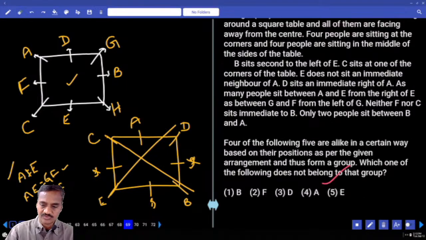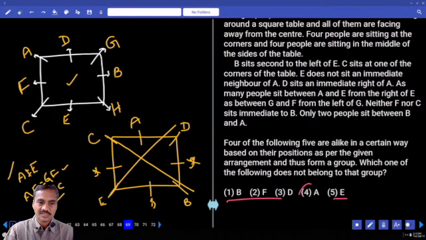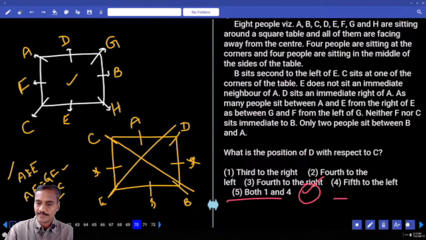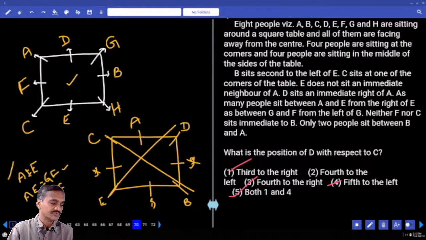Then the 69th one, odd one out among B, F, D, E. B, F, D and E are at the centers, A is at the corner. Except A, the remaining are at the centers and A is at the corner, choice 4. And what is the position of D with respect to C? D with respect to C is third to the right or fifth to the left, that is choice 5, question number 70.